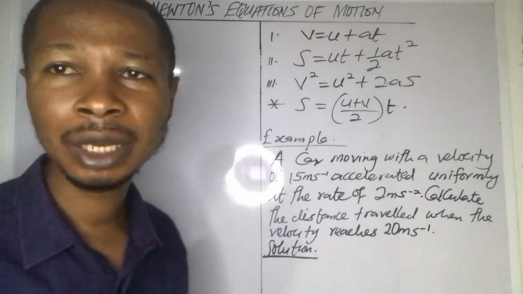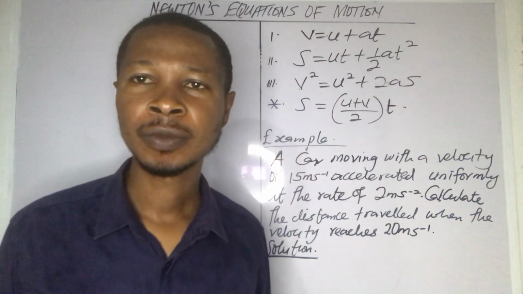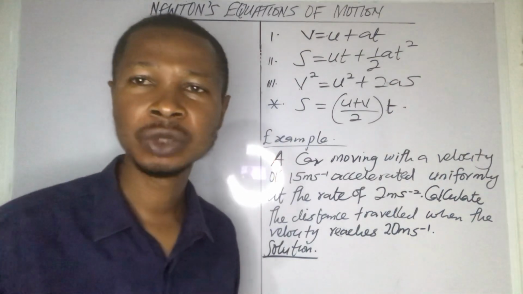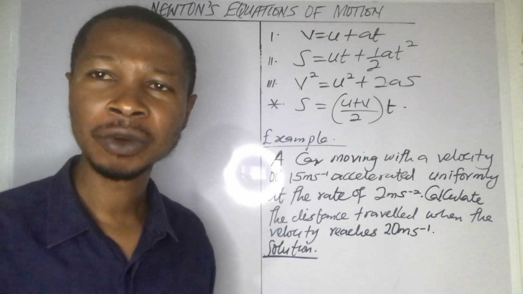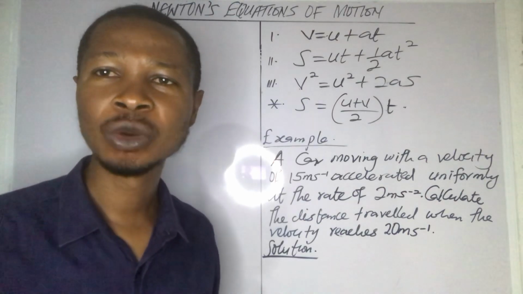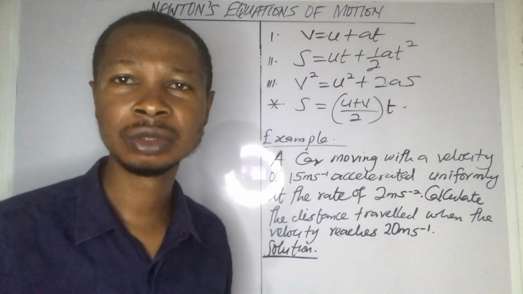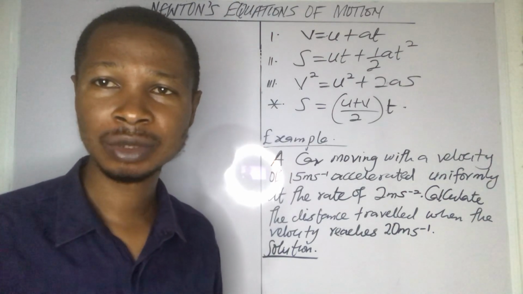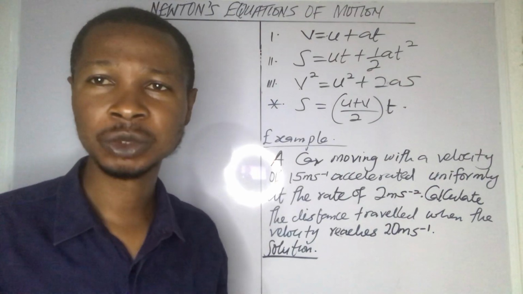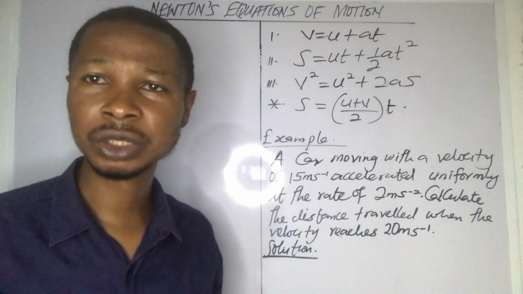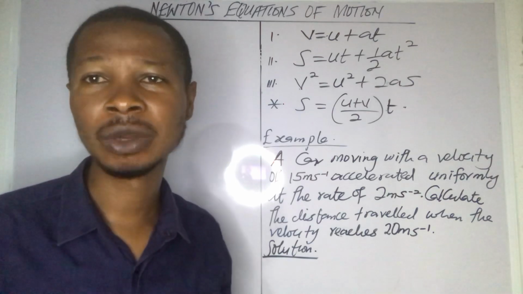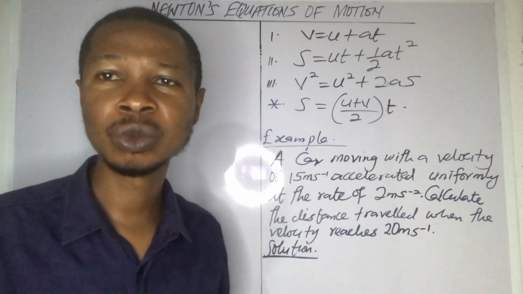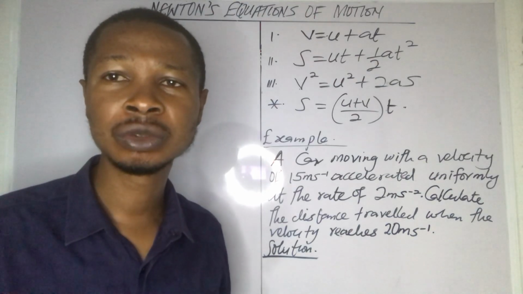Now, how do you apply these equations of motion? Because in questions they are not going to tell you which of the equations of motion to use, but from the question you can easily know which of the equations to use. How do you know that? By the time you have written the parameters out, look at the equations of motion. Which of the equations contains everything that you are given and what you are looking for? Like that, it will enable you to know which of the equations of motion to use.